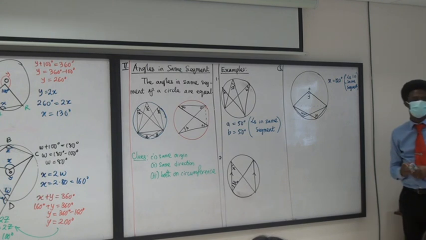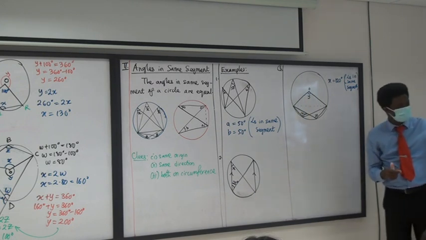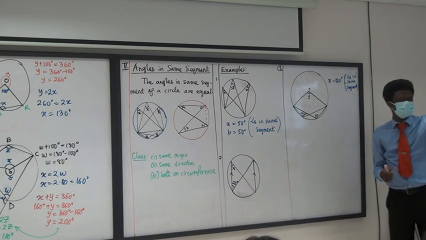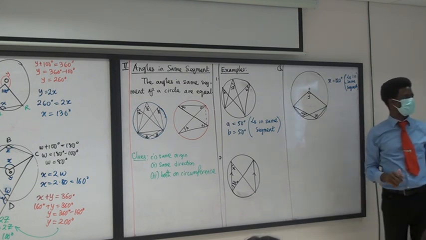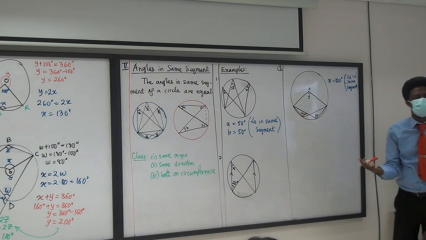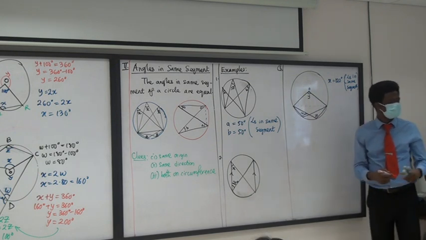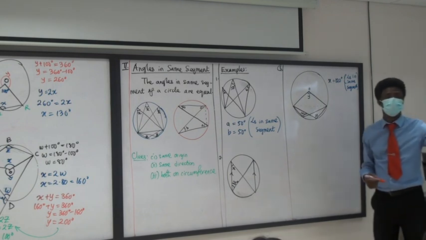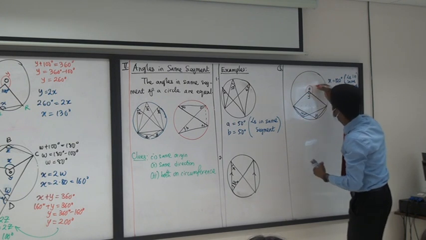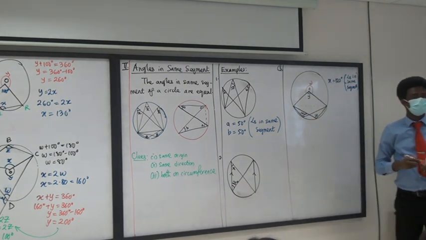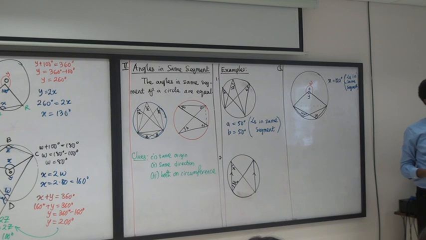How do we get Y? Raise your hand. Yes, Davina? Find the reflex. The reflex angle around Y. How do we find that? What do we do first? State the theorem. Give it a name. Label it. So maybe we call it W. So we figure W out first.